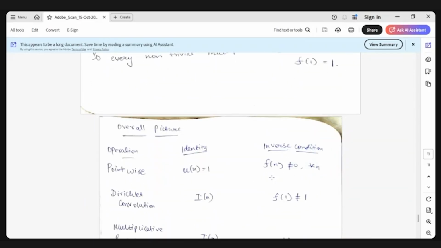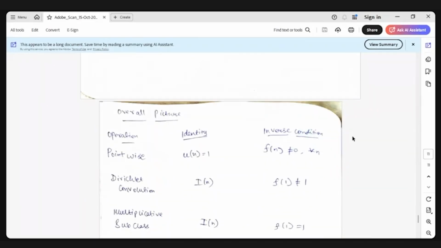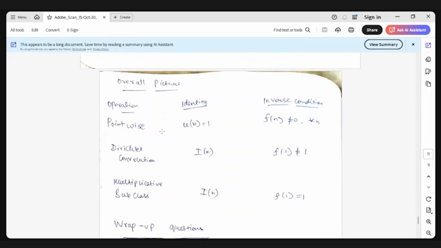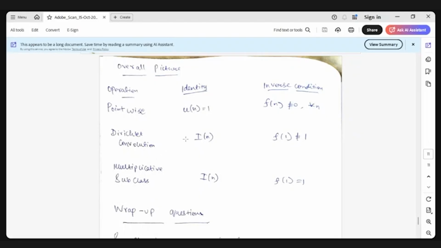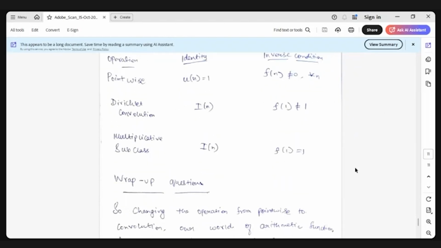So the overall picture of what we saw is that when the operation is pointwise, the identity is u of n, and the inverse condition is this. For Dirichlet convolution, the identity is I of n, and the inverse condition is f of 1 not equal to 0. For any multiplicative subclass, for example the completely multiplicative or the normal multiplicative, the identity is I of n, and the inverse condition is f of 1.